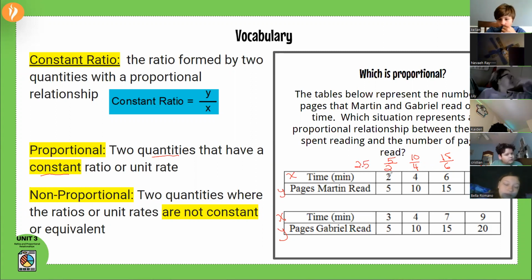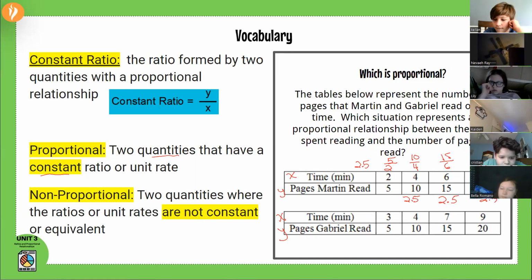Right? What's 10 divided by 4? Somebody use your calculator real quick. Karen said 2.5. I'll put it down here. Somebody divide 15 by 6 and tell me what you get. Is it 2.5 as well? And then let's divide 20 by 8. And what do we get? 2.5 as well.